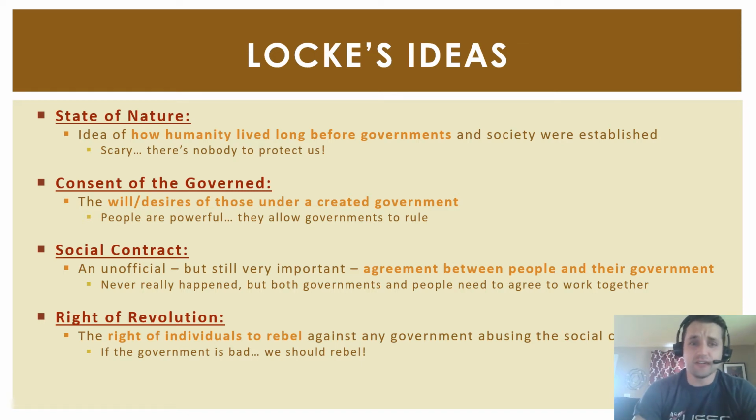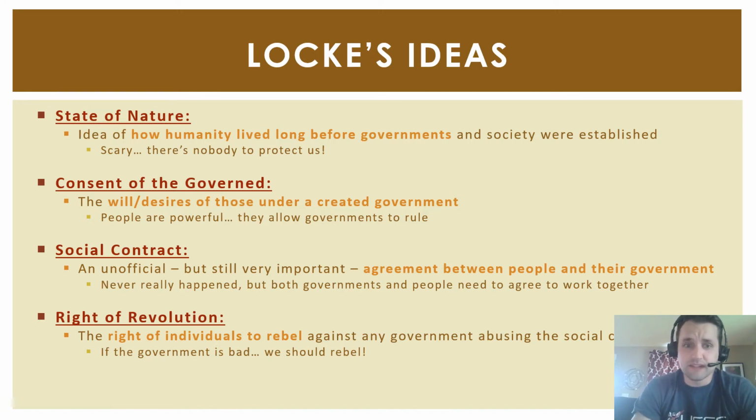So by state of nature, he's saying that once upon a time, people lived in a time before governments and before true society was actually established. And honestly, it was kind of scary. I mean, some people really like to talk about, well, it would be great if there was no government. I could do whatever I want. That's a terrible idea, and it never works out. It's never good for anybody. It's what we call anarchy, and anarchy is not fun, which is why we have governments in the first place. Because things were scary, there was nothing protecting us or our rights. That's why we create government, according to John Locke.